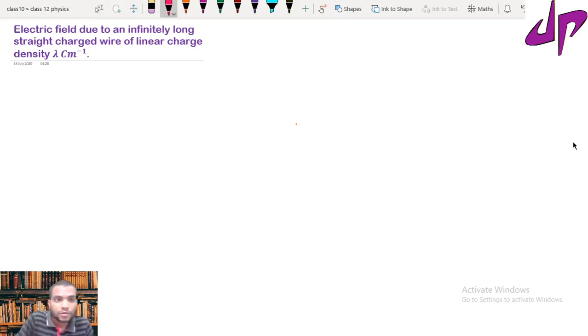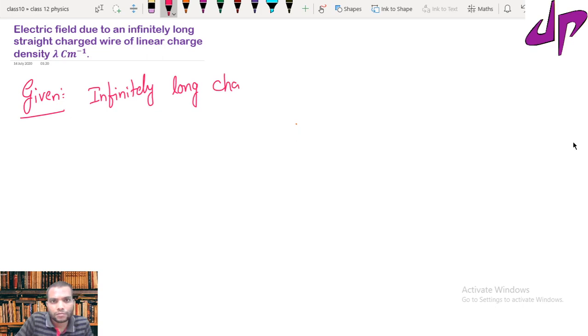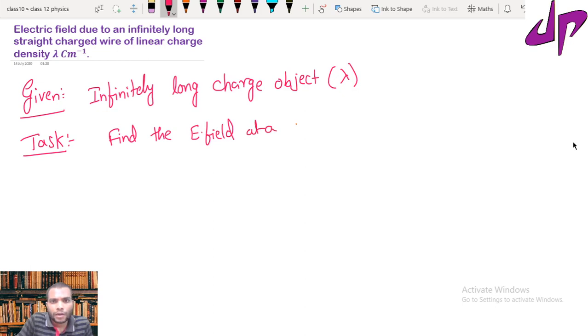So let's write what is given. Given to me is an infinitely long charged object having linear charge density lambda. And what is my task? I need to find the electric field at a distance r by using Gauss's theorem.